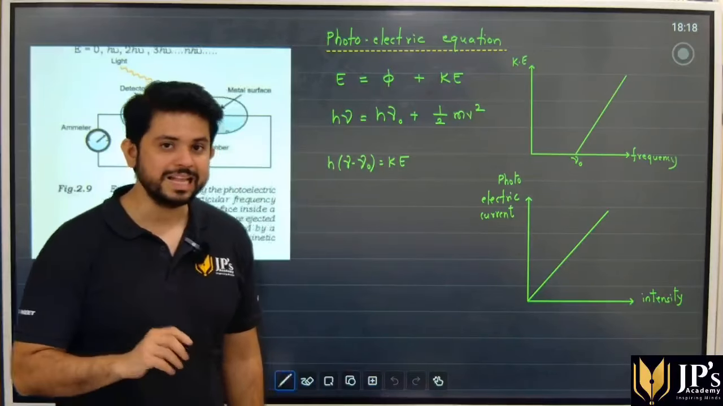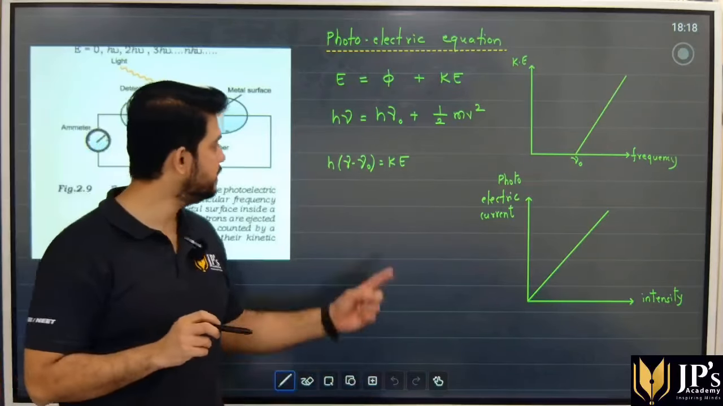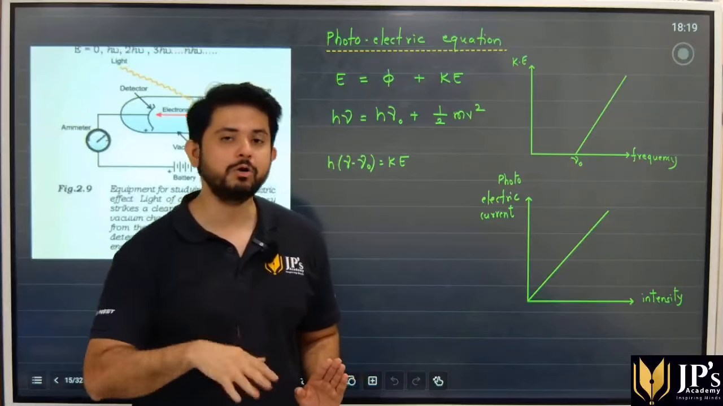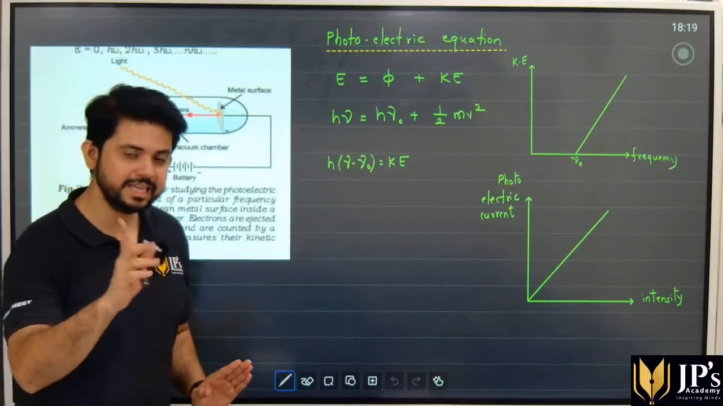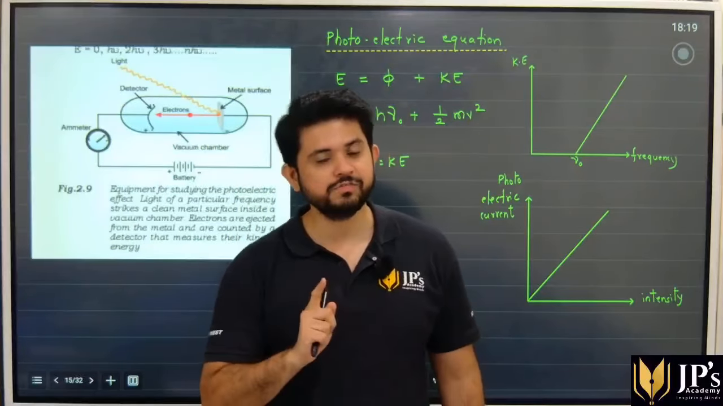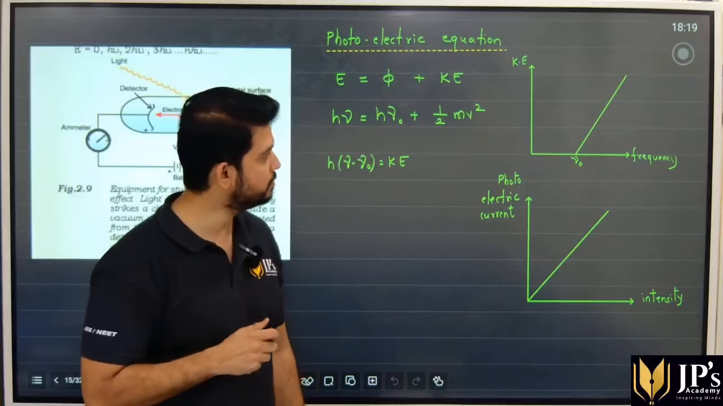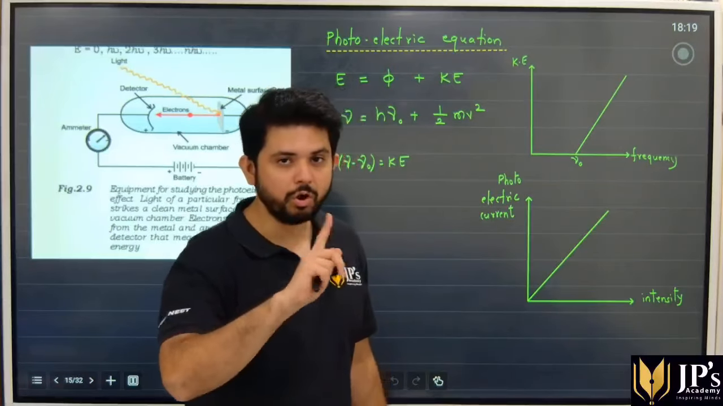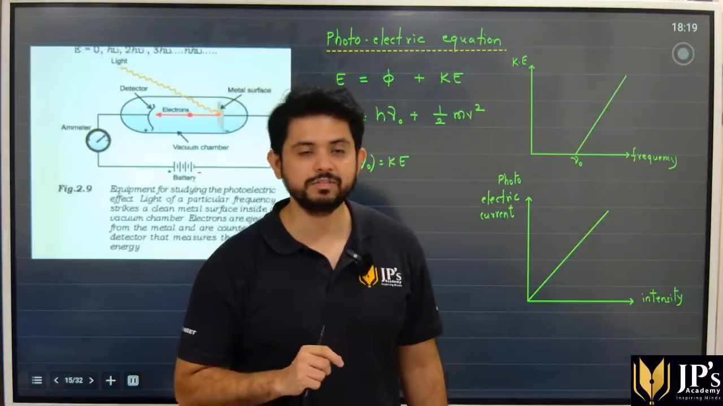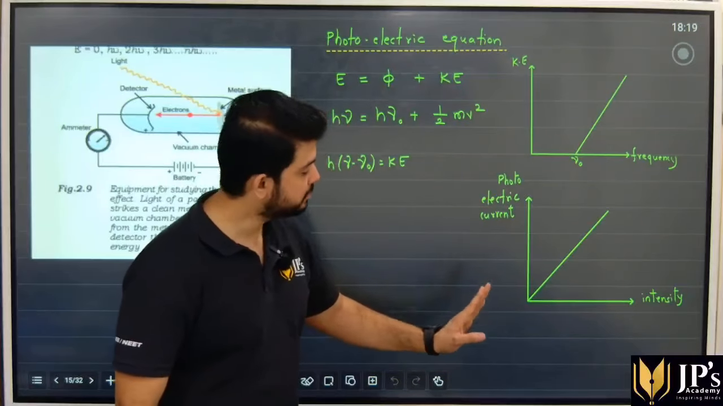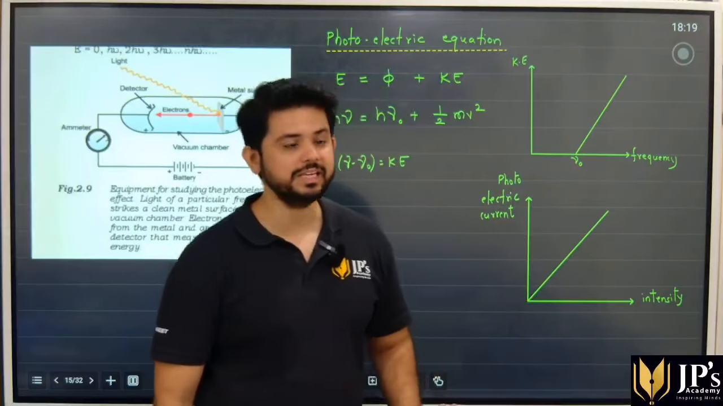Now, students, the incident light frequency nu has to be greater than nu naught for the electrons to come out of the surface. Second, what I want you to remember is that the kinetic energy of the electrons coming out from the surface is a function of frequency and does not depend upon the intensity of the incident light, whereas photoelectric current depends upon the intensity of the incident light.